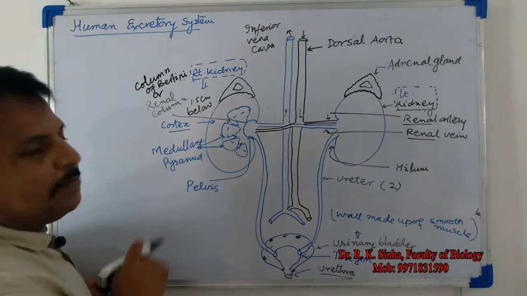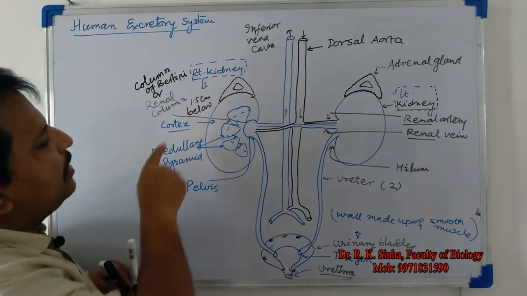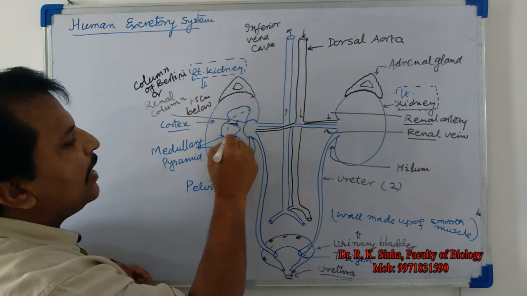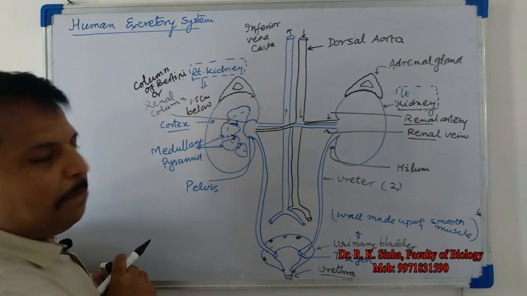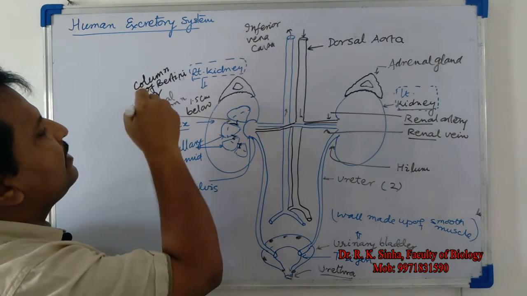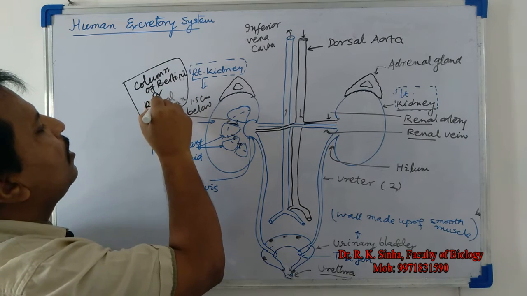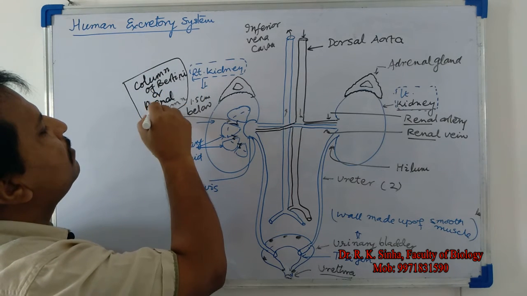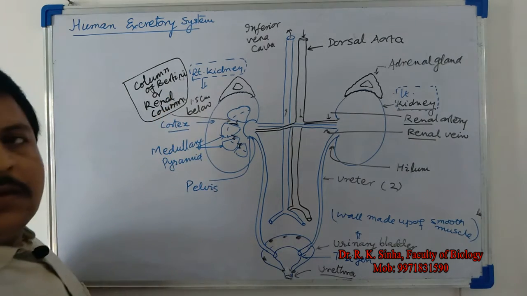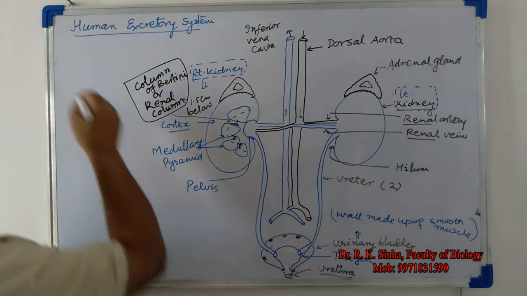This is the depression which is formed due to invagination of this cortex. As this cortex invaginates, there is the formation of medullary pyramid, and the depression of this cortex is known as column of Bertini or renal column. This is renal column. Okay, so this is the external structure. This is morphology.